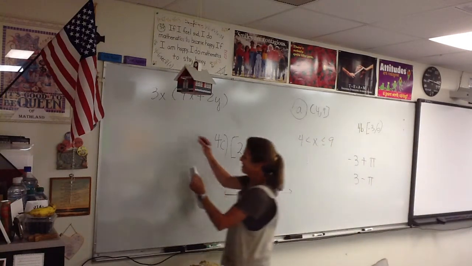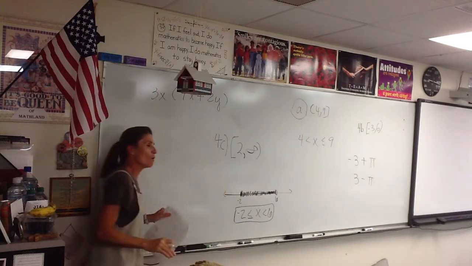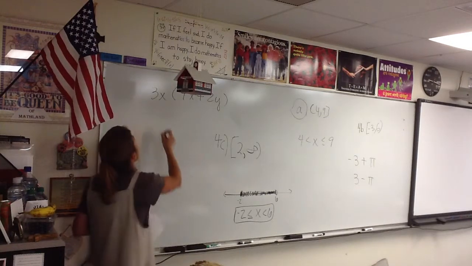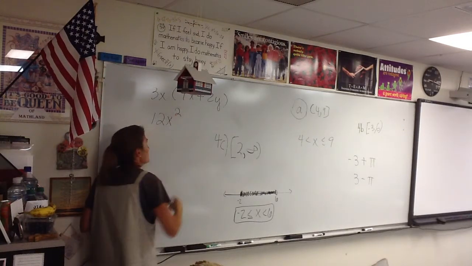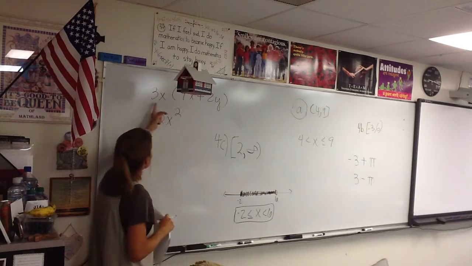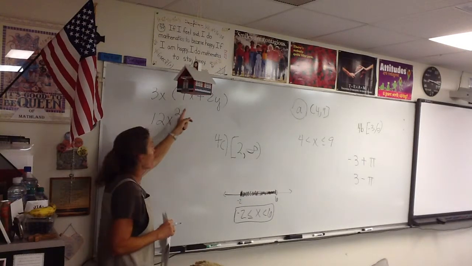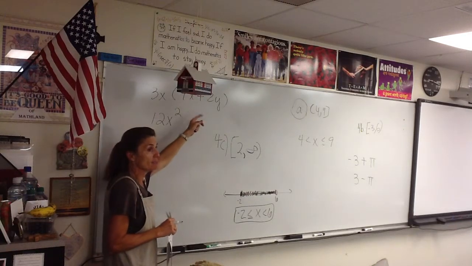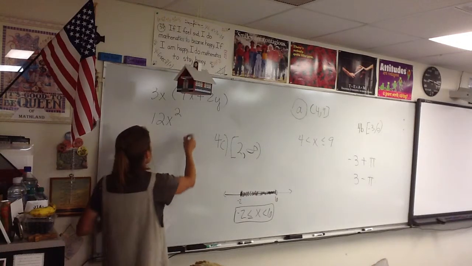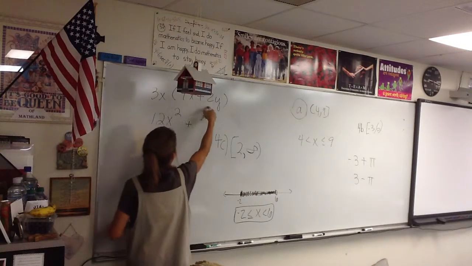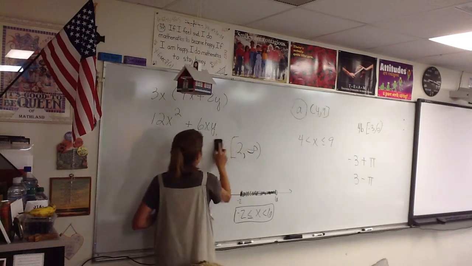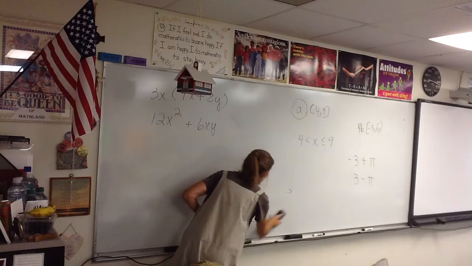Here we go. 3x times 4x. 12x squared. Remember, when you multiply 3x times 4x, you're going to multiply 3 times 4, and you're going to multiply x times x. X times x is x squared. Then we're going to say plus 6xy, and there's our answer. That's called the distributive property.